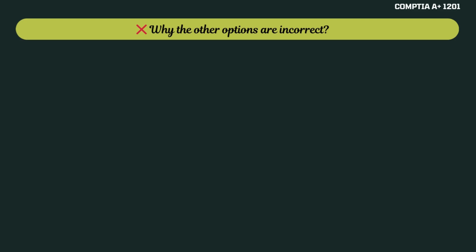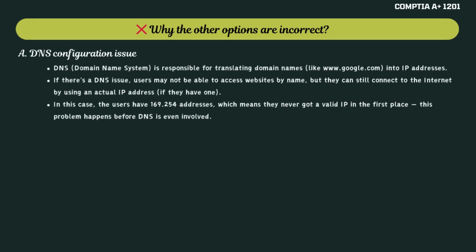Why the other options are incorrect. A. DNS configuration issue. DNS, Domain Name System, is responsible for translating domain names like www.google.com into IP addresses. If there's a DNS issue, users may not be able to access websites by name, but they can still connect to the Internet by using an actual IP address, if they have one. In this case, the users have 169.254 addresses, which means they never got a valid IP in the first place. This problem happens before DNS is even involved.